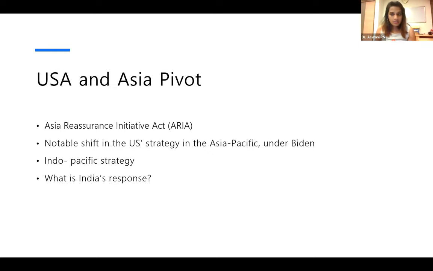So the US considers the geographic expanse of the Indo-Pacific to stretch from the USA's western coast to the western coast of India. Just imagine India, the Indian subcontinent. So from the western coast of India to the western coast of the US. That is the Indo-Pacific according to the US when we talk about the Indo-Pacific strategy of the US.